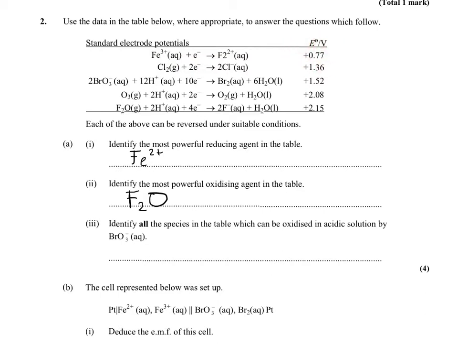Now remember, if they're being oxidized, that means you've got to reverse these equations. So actually the ones that are most easily oxidized, or the ones that can be oxidized, are the ones on this side, Fe2+ and Cl-. So those are your answers there. So remember, the oxidation equation is the opposite of the equation that has been written up here.